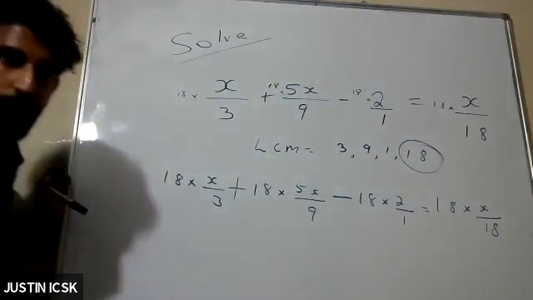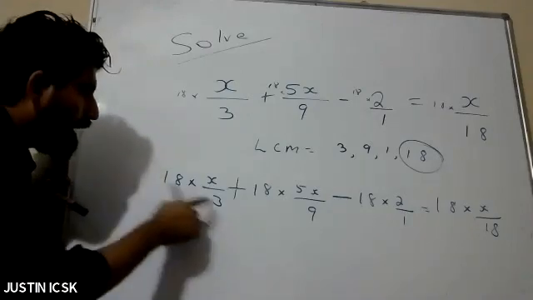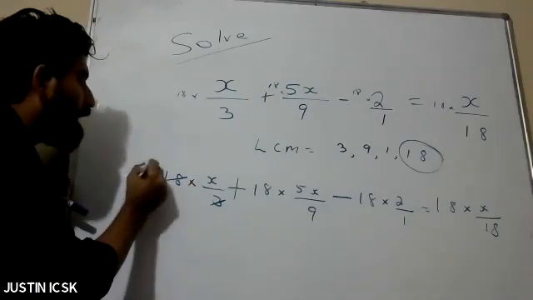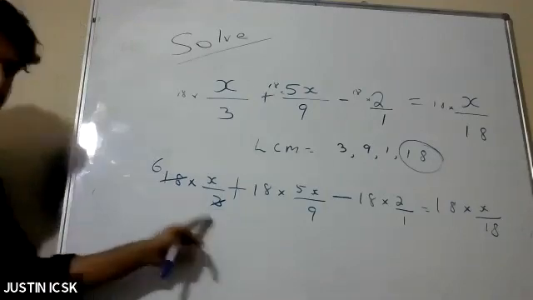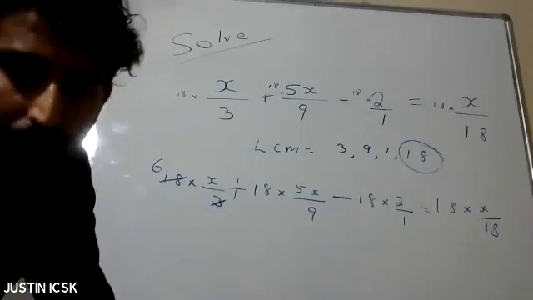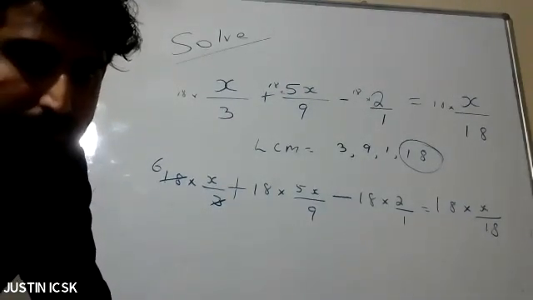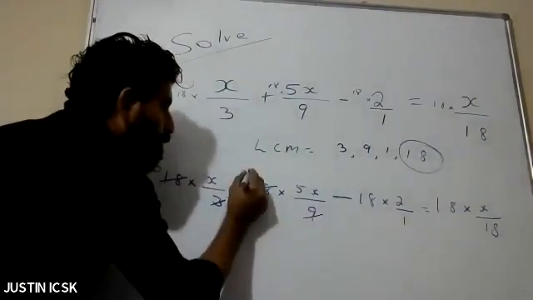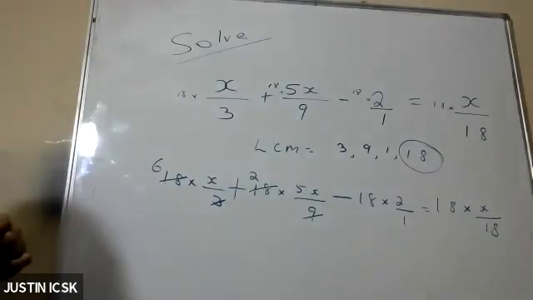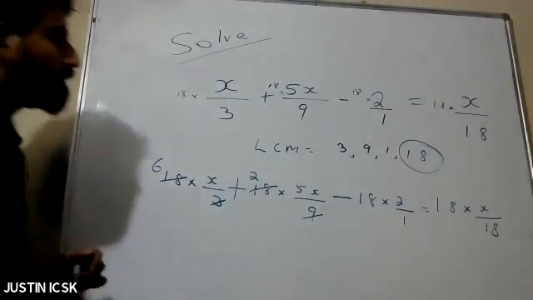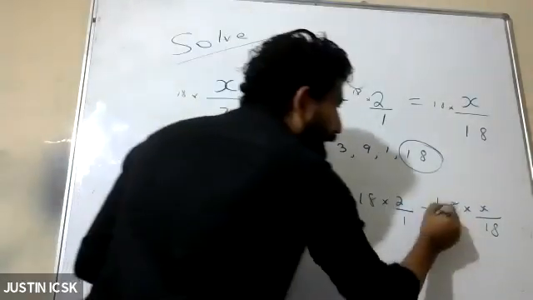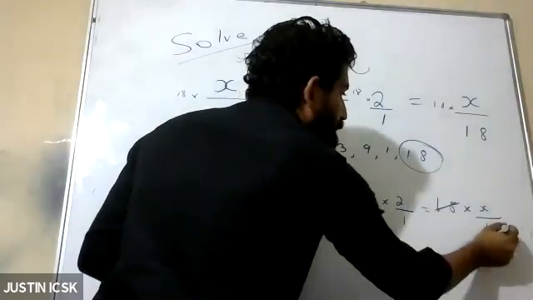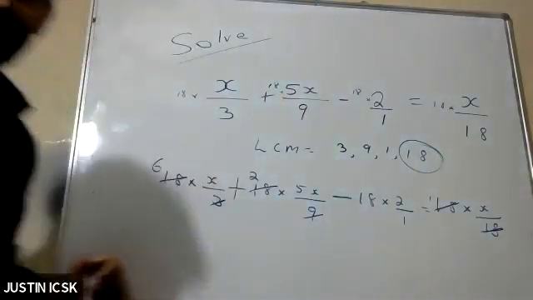Okay. Now what I do is, 18 and 3 can cancel. 18 by 3 will get 6. 18 by 9 will get 2. Here we cannot cancel. Here 18 and 18 we can cancel. You will get 1.